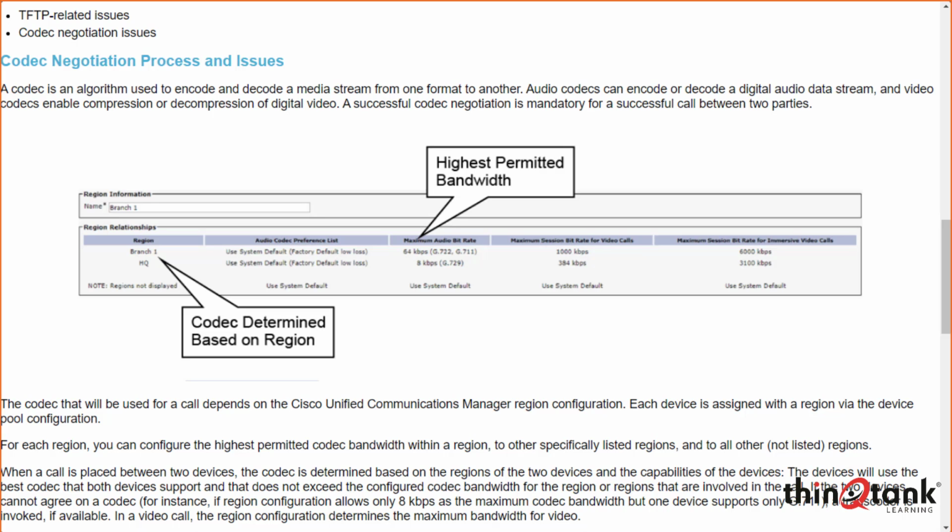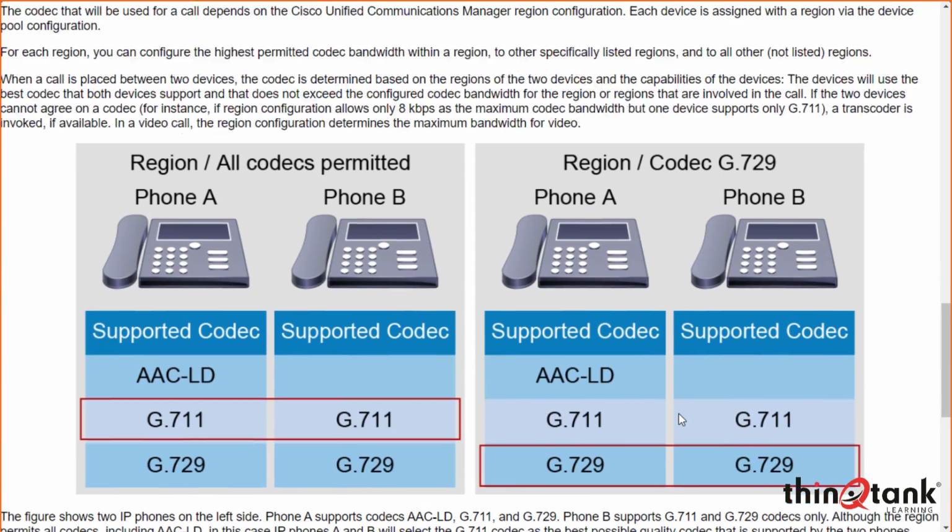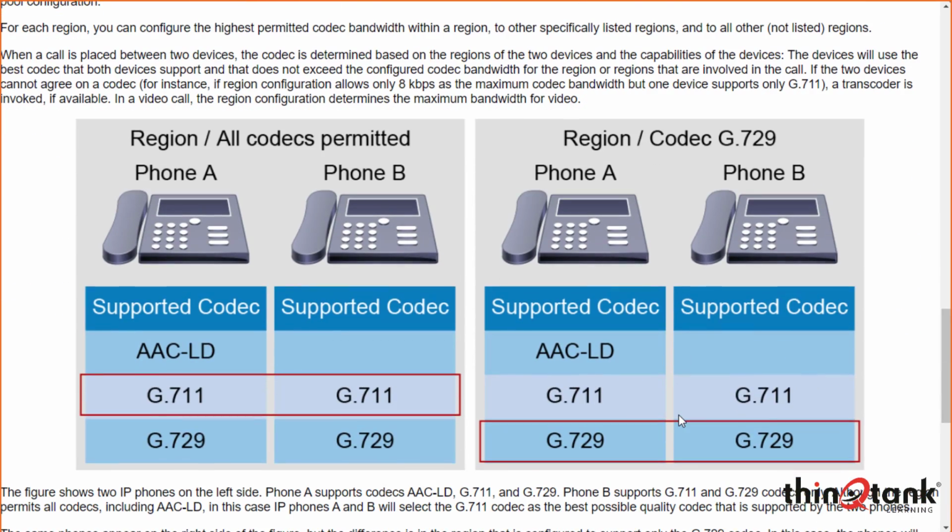Now, if the two devices cannot agree on what type of codec to use, say one region says you're only allowed 8 kilobits a second, but the device only supports G711, that's when we have to use a transcoder. And if the transcoding resource isn't available, that's when the RTP audio stream will fail. Okay, so the regions and locations are what we use to basically define how the call is going to proceed.